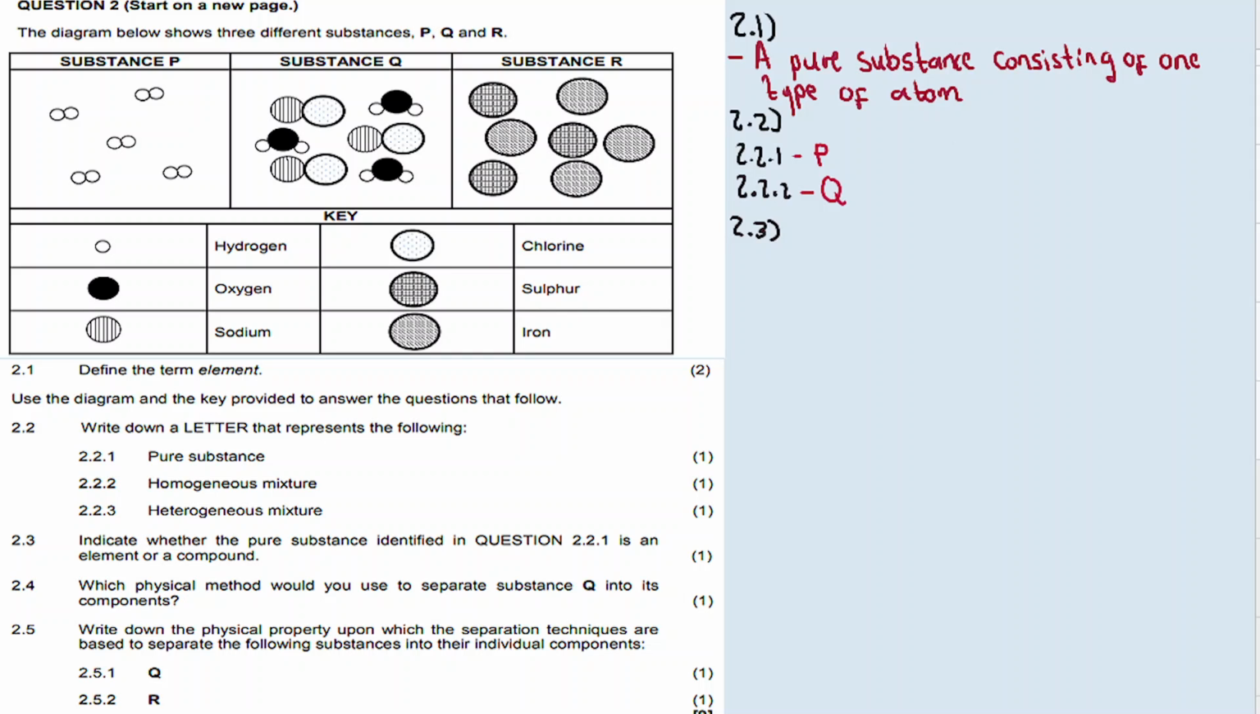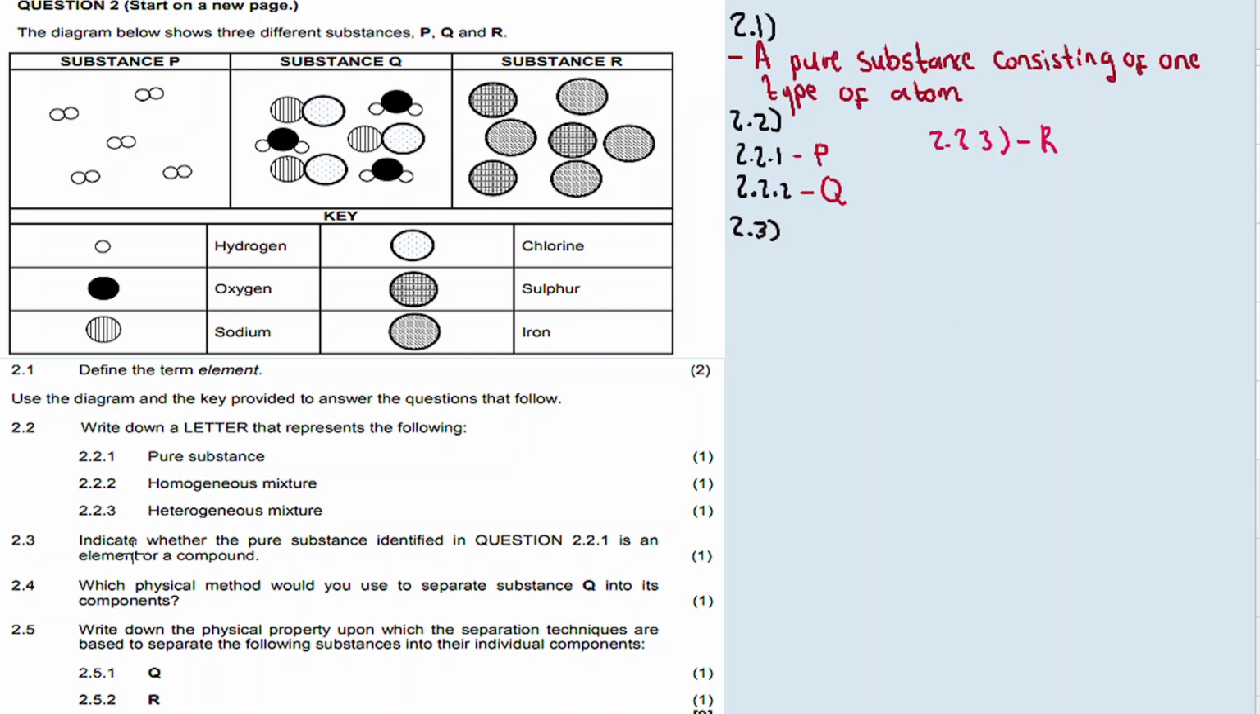2.2.3, heterogeneous mixture. It's obvious, it's the last one, substance R.